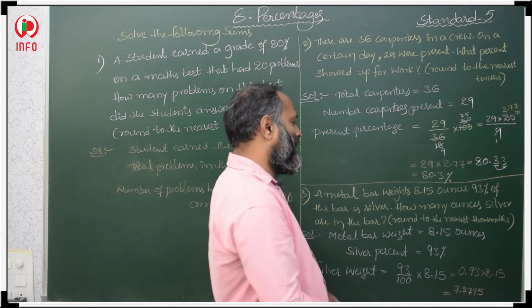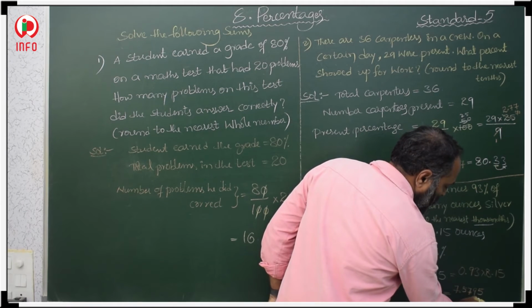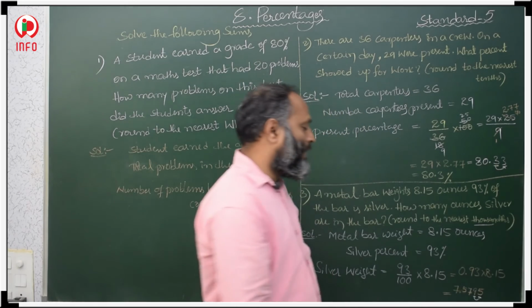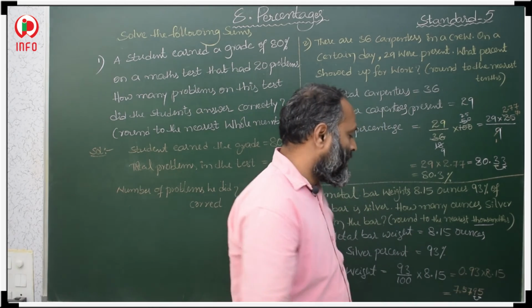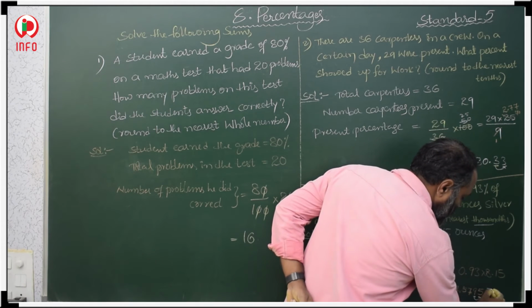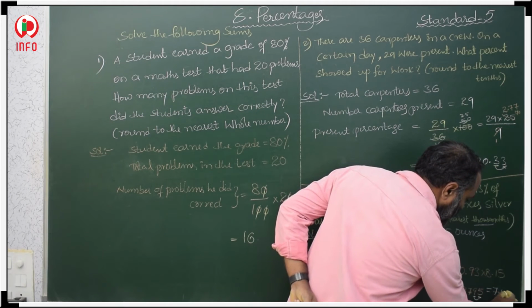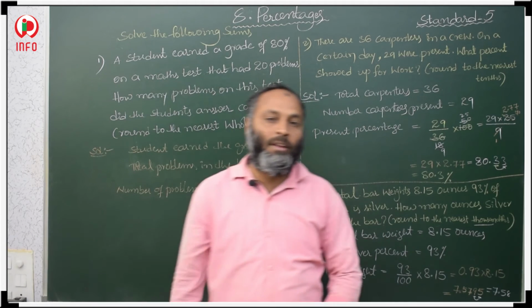Then we need only till thousandths. After the thousandths place we have 5 or more than 5, so we have to increase by 1. Increasing by 1 makes it 10, so it becomes 8. That is 7.58 ounce.